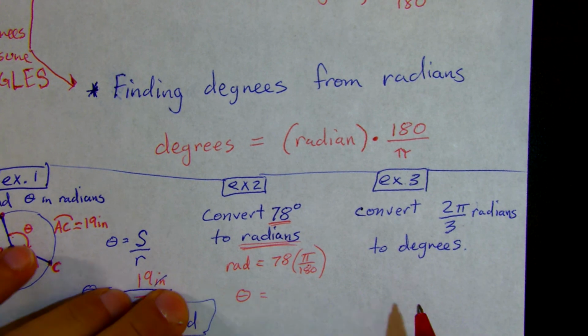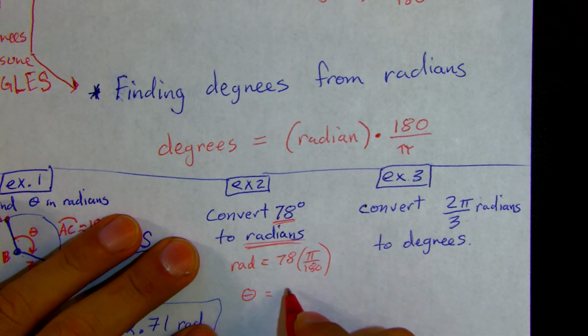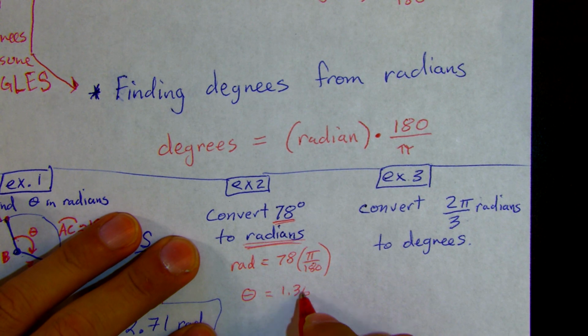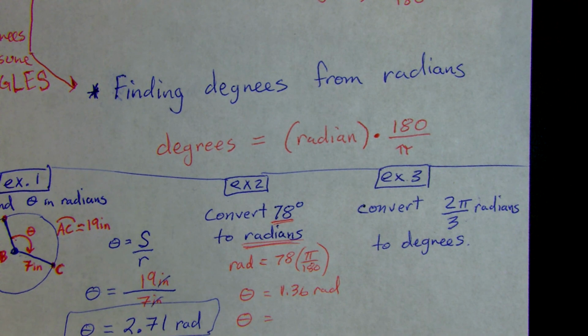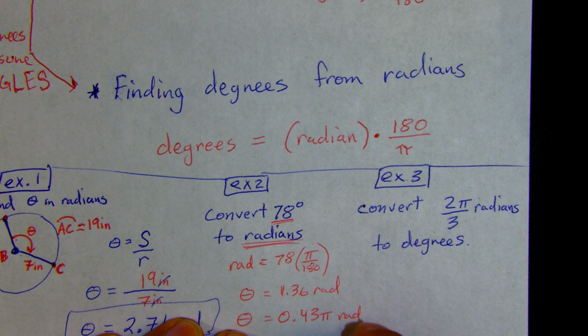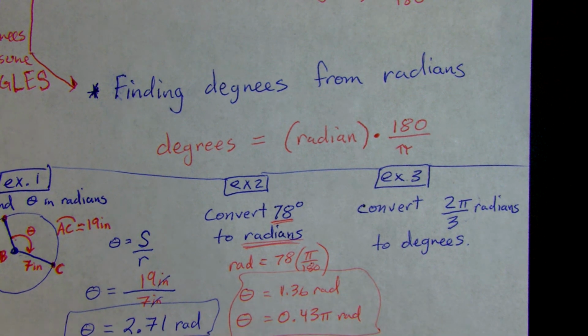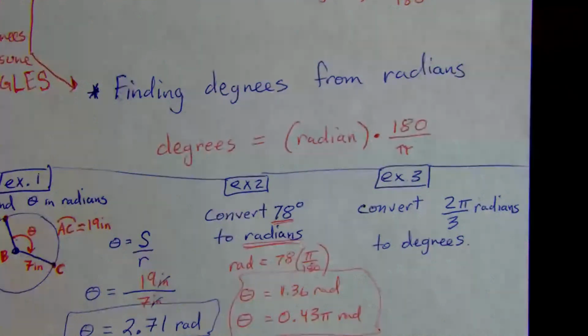Okay, so we'll actually label it theta is equal to. Now if you had multiplied it all together, you would get 1.36 radians, but that's not what we're going to do. We're going to just divide 78 by the 180. You get 0.43 pi radians. Okay, so both of these are right, but we're going to get used to leaving it in terms of pi. You could have reduced that, I guess, but you're going to end up with a decimal pi. It's just going to be helpful for us to leave it in terms of pi for the unit circle that we'll get to.